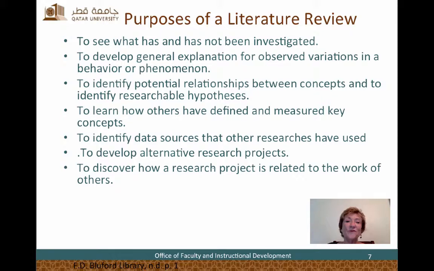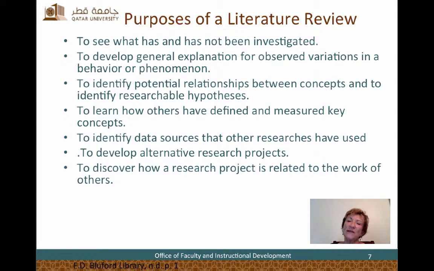This is kind of a review to see what has and has not been investigated, develop general explanations for observed variations, identify potential relationships between the concepts that are out there and your hypotheses. This is important to learn how others have defined and measured key concepts.